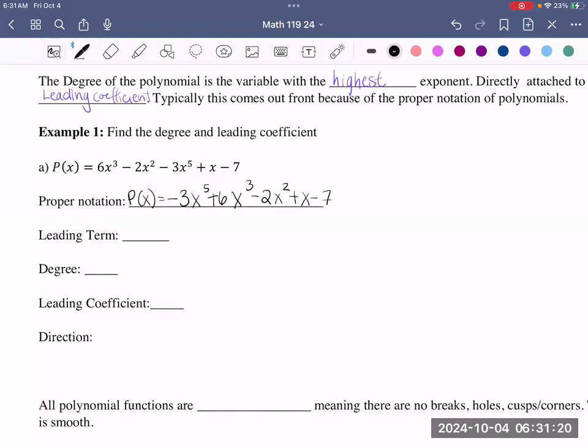So now that we have it reordered, what is your leading term? Well, the leading term is this first term right here, negative 3x to the 5th. Therefore, what is your degree? The degree is your 5, that is your exponent. And your leading coefficient is the numerical value of the term, this being negative 3.